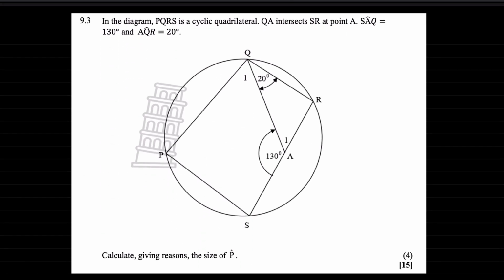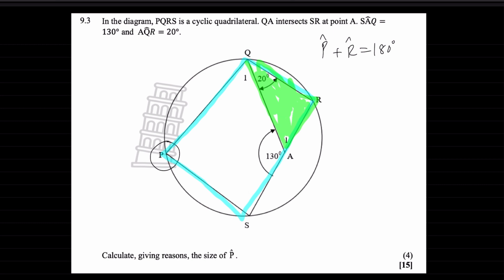Question 9.3. In the diagram, PQRS is a cyclic quad. QA intersects SR at point A. SAQ is 130 and AQR is 20. Calculate, giving reasons, the size of angle P. Now the way I'm going to solve this is by focusing on this entire shape right here. Now I know that it's a cyclic quad and the opposite angles are supplementary. So P plus R is 180 degrees. Now all I need to do is figure out R. And I can if I focus on this triangle right here.